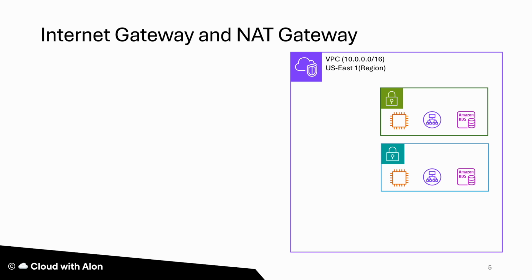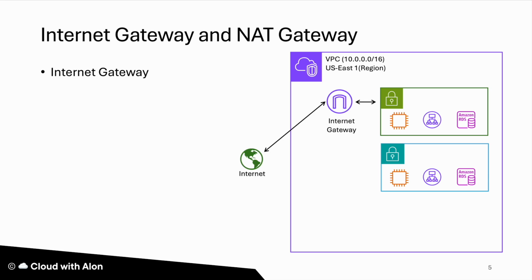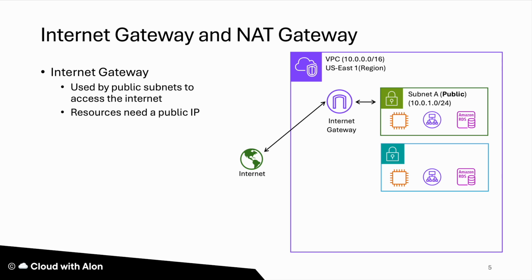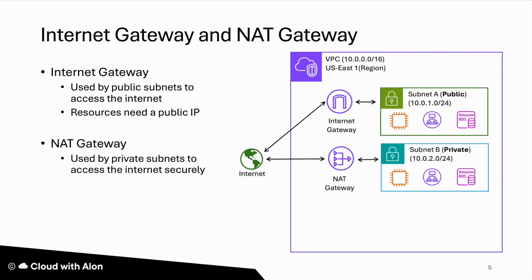If a resource needs direct internet access and should be publicly accessible, we attach an internet gateway to the subnets. This makes a public subnet. Resources in a public subnet must have a public IP to communicate with the internet. If we want the resources to access the internet privately without exposing their details, we use a NAT gateway. This makes a private subnet. Resources in a private subnet do not need a public IP. They use the NAT gateway as a secure middleman.